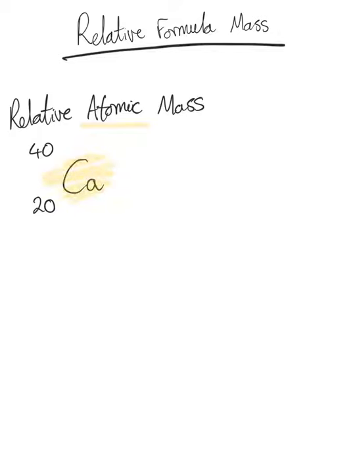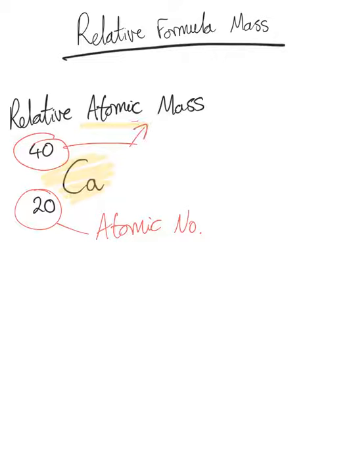Now you notice it's got two numbers. So the first number on the bottom is the atomic number. That's not the one we're interested in when we're talking about formula mass. The number we're interested in is the top number, because the top number is the relative atomic mass. So that's the mass of that atom of calcium.